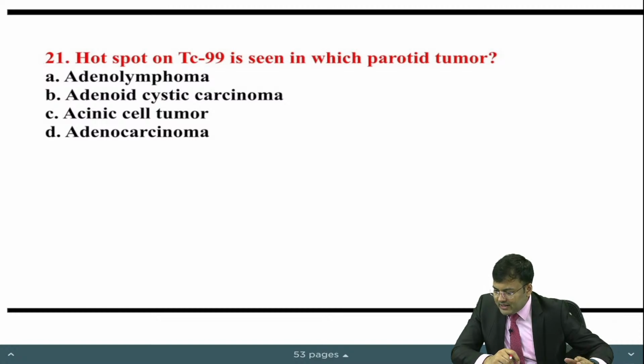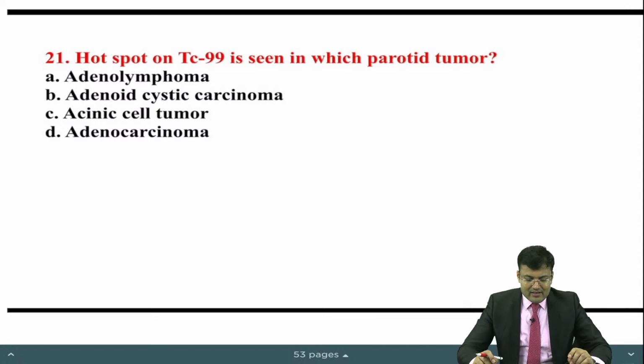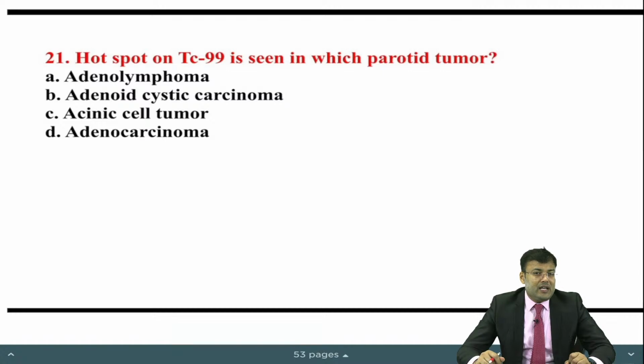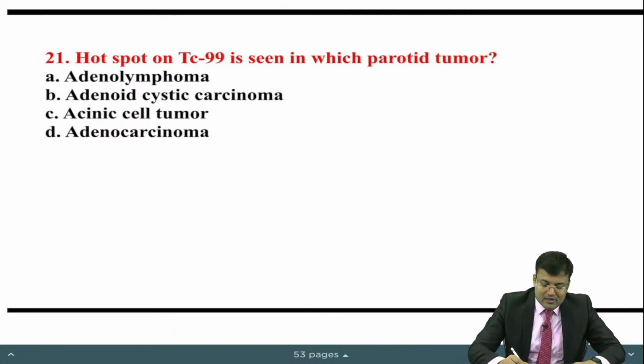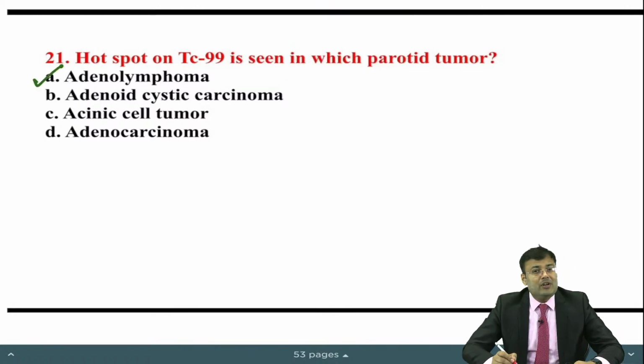I'm waiting for the correct answer. Ritvika Saha, you are correct. Till now only one person. Majority of you are marking B, right? Hotspot is seen in Wardin's tumor. And what is the other name of Wardin's tumor? Papillary cystadenoma lymphomatosum, which is also known as adenolymphoma. So everybody be careful. What is the correct answer for this question? It is A, that is adenolymphoma.